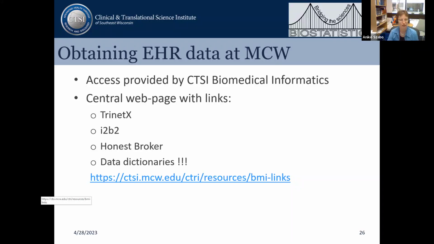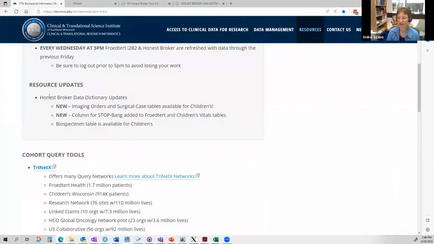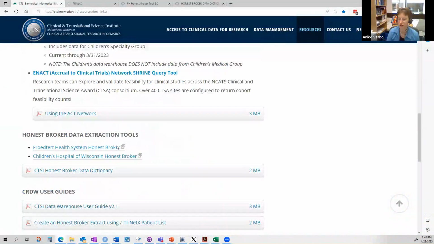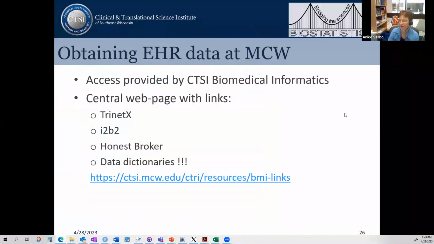I'll try to pull it up. So this is the page, resource links. It has links to TriNetX, to I2B2, and to Honest Broker, the extraction tools, and so on. And they have the data dictionaries, which is really important, because you shouldn't try to work with data without data dictionaries.